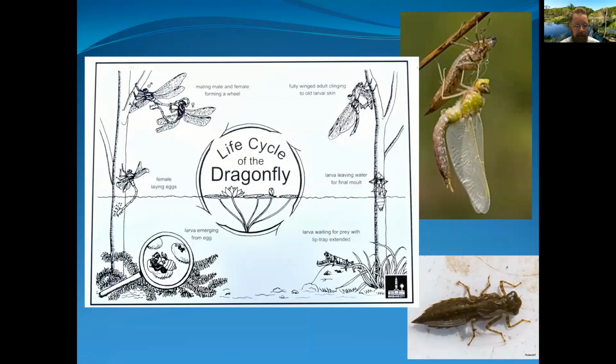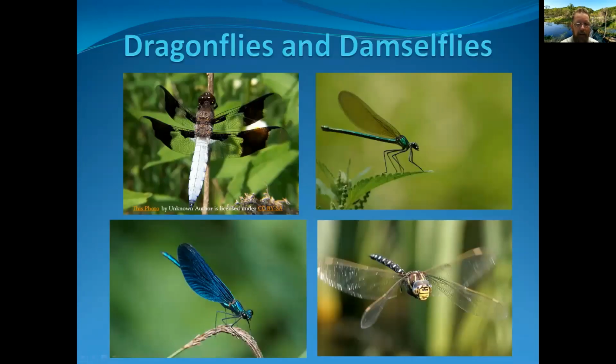Now their head, actually I'm going to jump back to that other slide. Their head is almost all eye. You can see here on the bottom right. They have very good vision. About 80% of their brain is dedicated to eyesight because their eyes are so big.